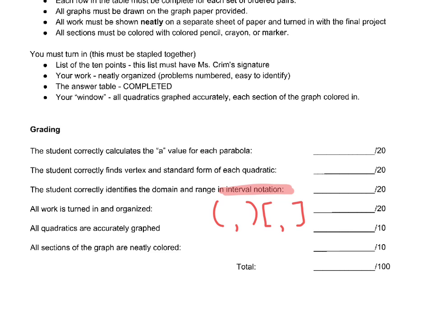And then all work has to be turned in and organized. That means all of this, this list of things that you have to have. And then all quadratics are accurately graphed, and all of the sections of the graph are neatly colored, and that's where you're going to get your 100 points, and this will count as a test grade.